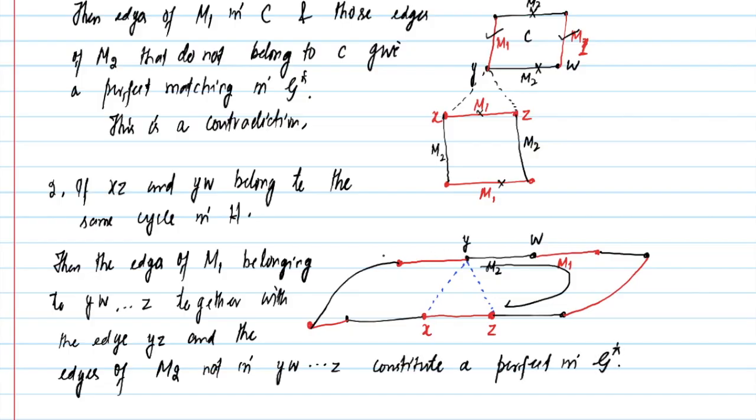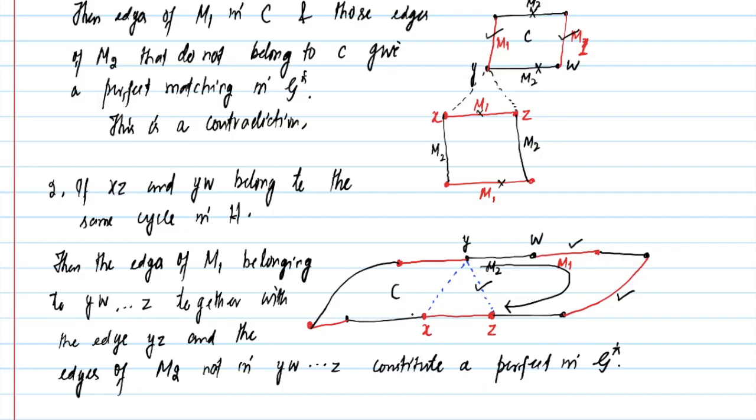So now what we are doing here, we have a second case where YW and XZ belong to the same component, say the same cycle C. Then we start with this: we take those edges of M1 which belong to this part, Y, W, and so on in this way up to Z. We take all the red edges from Y to Z. That means we are taking this edge and this edge. Then we also take the edge YZ here, because this is also an edge of the original graph.